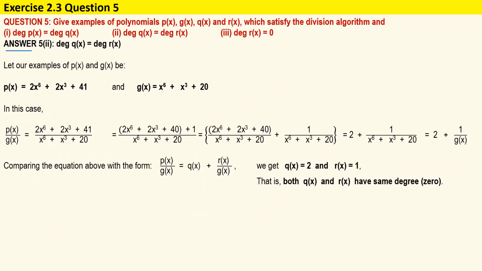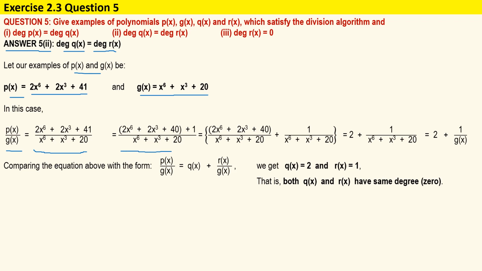Let's now go to answer number 5, part 2: degree of q(x) is equal to degree of r(x). Let our examples of p(x) and g(x) be p(x) is equal to 2x^6 + 2x^3 + 41, and let g(x) be x^6 + x^3 + 20. Now when we do division of p(x) by g(x), we get (2x^6 + 2x^3 + 41) divided by (x^6 + x^3 + 20).